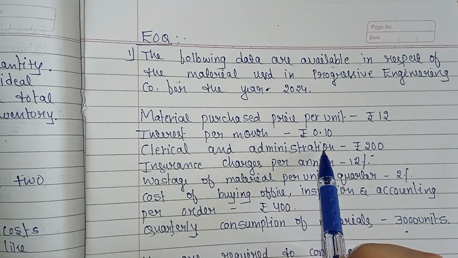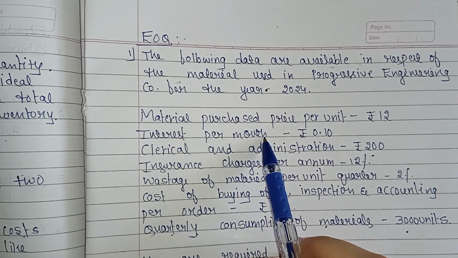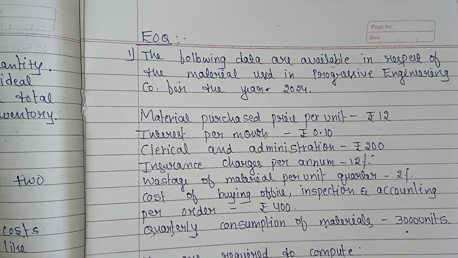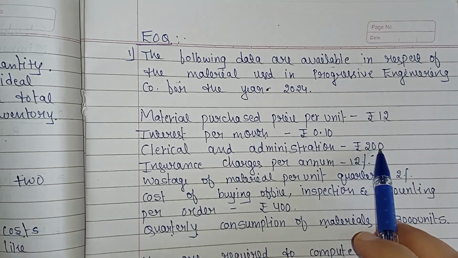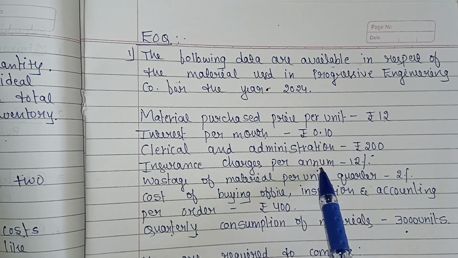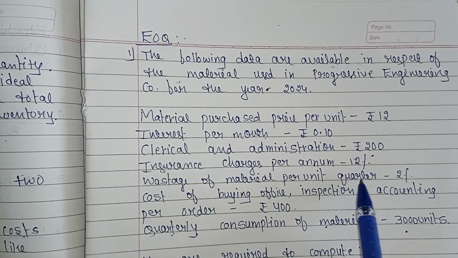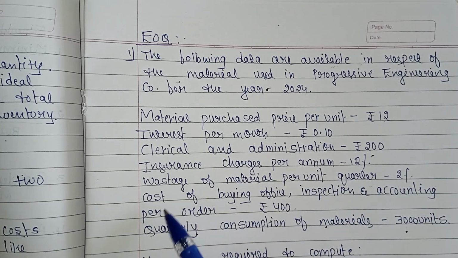Clerical and administration. Here they have given interest per month, but we need interest per year because we will solve the EOQ problem annually for a year. Clear? Clerical and administration rupees 200. Insurance charges per annum. See, here they have given per annum, that is 12%. Wastage of material per unit quarter. So wastage they have given in the form of quarter, so we need to annualize it. Clear? 2%.